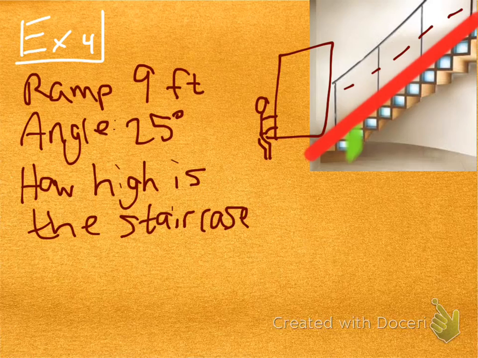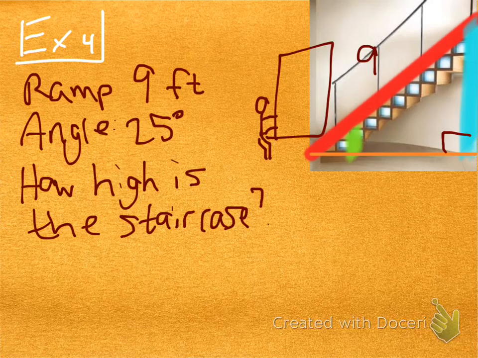Now, that means we're solving for this side length here, right? So if you notice, it does create a right triangle, assuming, of course, that the staircase is going straight up. So it does create a right triangle, which means we should be able to solve this. So I'm going to input the information they gave me. The ramp is 9. The angle is 25 degrees. And I want to solve for h.